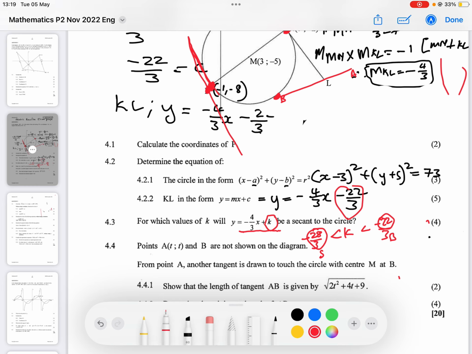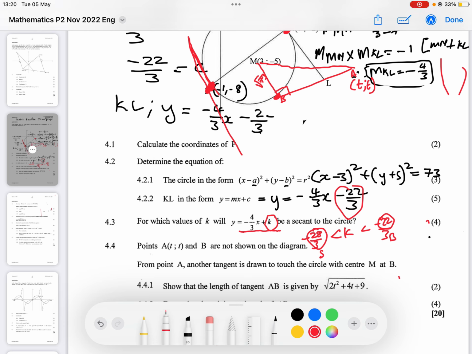And meaning this B is perpendicular to the tangent, okay? So it means I can construct a right angle triangle. The coordinates of A is (t, t). So what is happening? I know the distance of what? Of B and M. MB is a radius. Remember the radius, we got the root of 73, right?